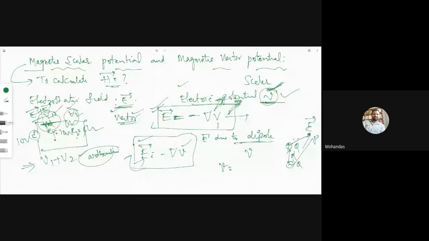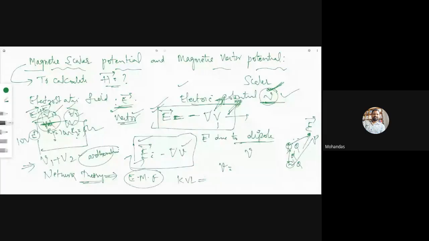From network theory comes KVL. What is the statement of KVL? The algebraic sum of all voltages around a closed loop is equal to 0. So this is KVL.